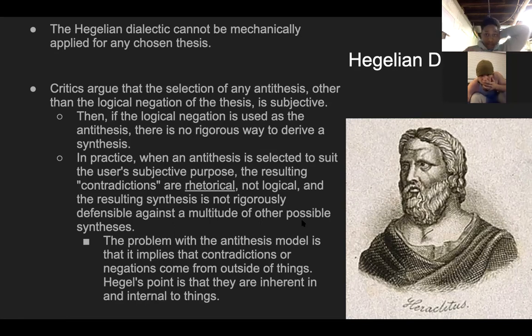This is actually what I wanted to get into a lot here. The problem with the antithesis model is that it implies that contradictions or negations come from outside of things. And Hegel's point, and why he believes that the antithesis model is wrong, is that they are inherent in and internal to things.